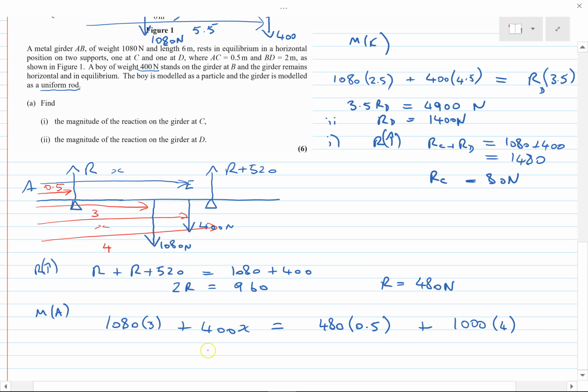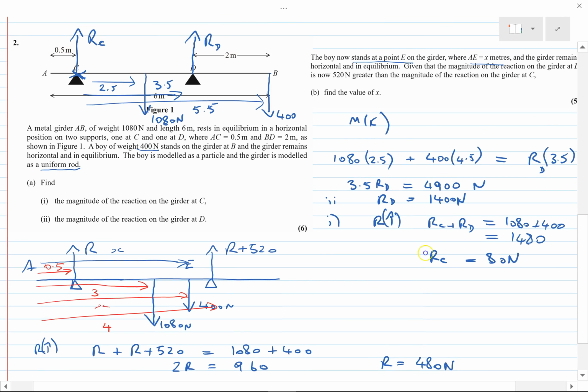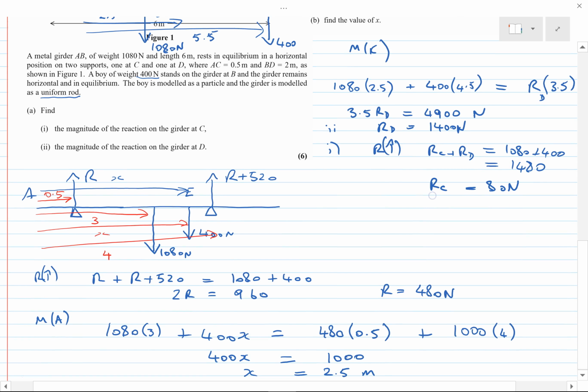Okay, so when I work all that out, it's 400x equals, when I multiply that out and rearrange, that's going to come to 1000. So x is 2.5. Okay, so that's question 2. And I'll put the units in there, 2.5 meters, but there we go. I think that's all done. Question 2 is done. Let's move on to question 3.